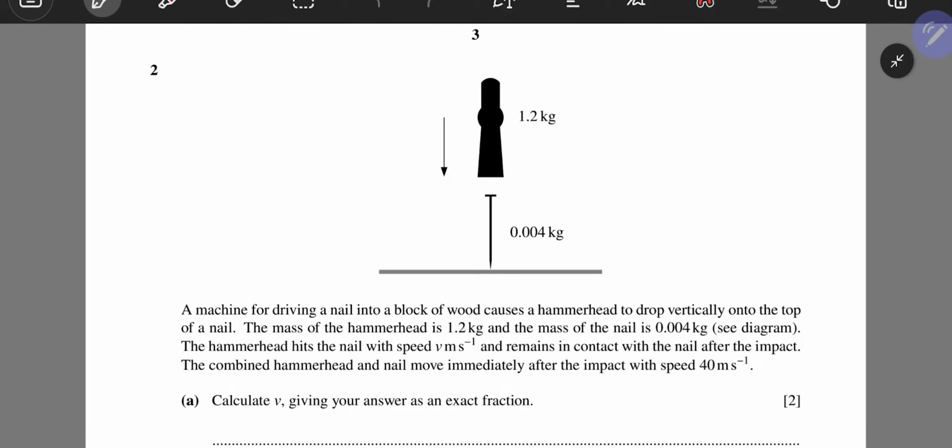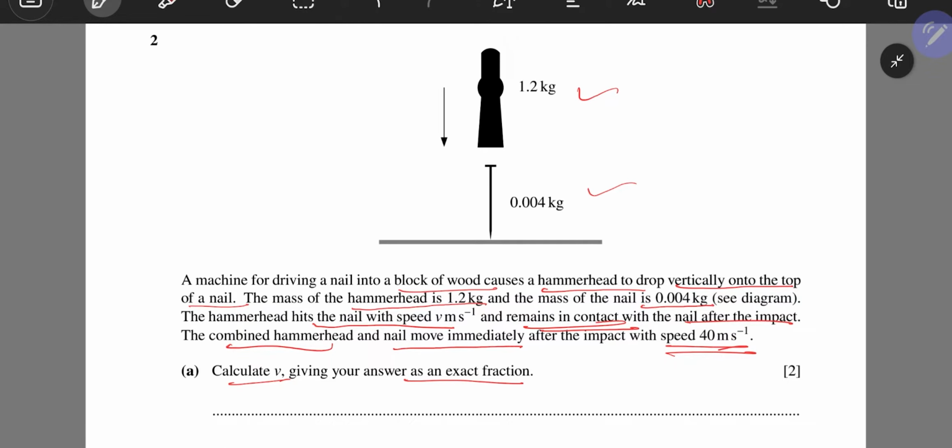This is question 2. A machine for driving a nail into a block of wood causes a hammerhead to drop vertically onto the top of a nail. The mass of the hammerhead is 1.2 kilograms and the mass of the nail is 0.04 kilograms. See the diagram. It's given over here. The hammerhead hits the nail with a speed v meters per second and remains in contact with the nail after the impact. The combined hammerhead and the nail move immediately after the impact with a speed of 40 meters per second. Calculate v, giving your answer as an exact fraction.